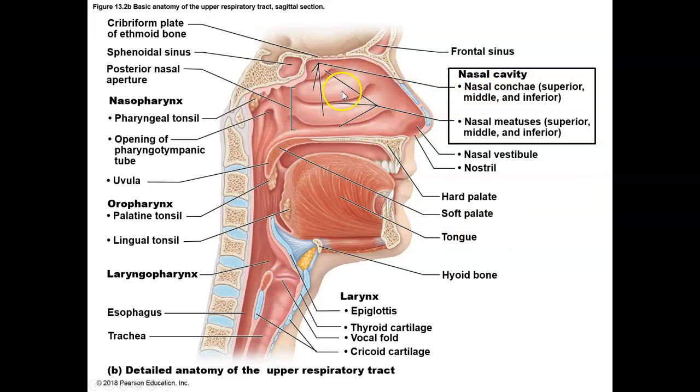Here we have the concha that I was talking about. And then in between are nasal meatuses, they're like little tubes within the nasal cavity that help to increase surface area and to help air start moving faster.